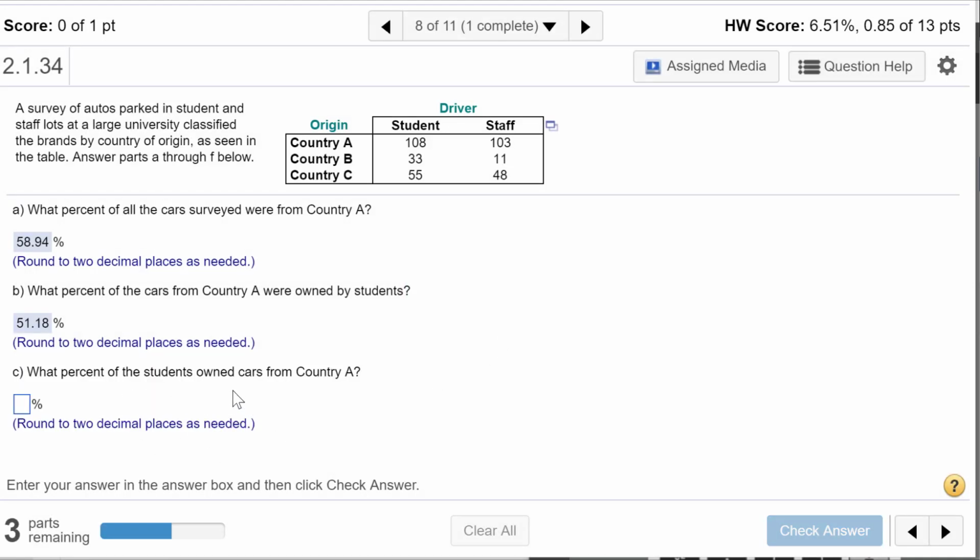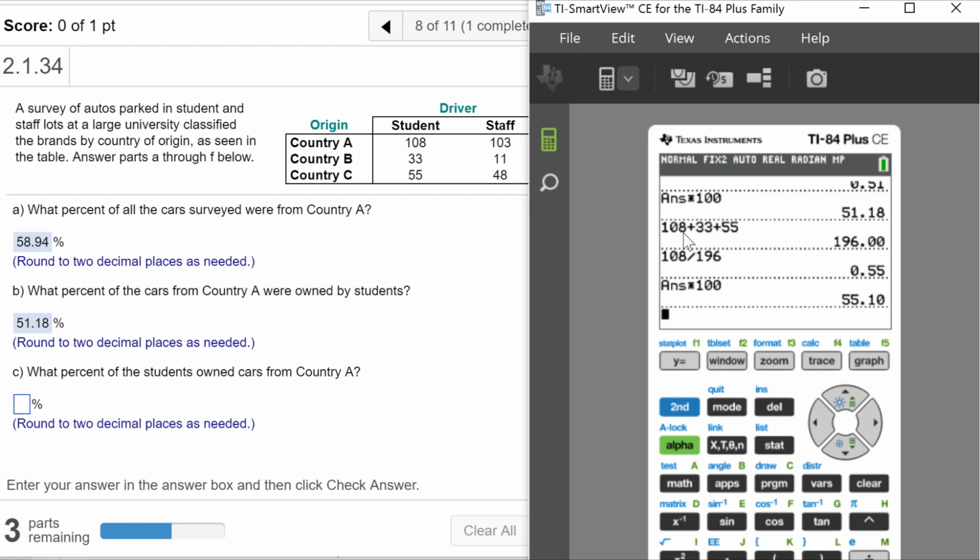What percent of students own cars from country A? Okay, then this next part reads, what percent of the students own cars from country A? So all we're looking at now are the students. Could care less about the staff. So we add up our total. Our denominator is going to be the 108 plus 33 plus 55. And then I'm going to say 108 divided by that number times 100. We have a total of 196 students. And what percent of the students owned cars from country A? That would be 55.1%.